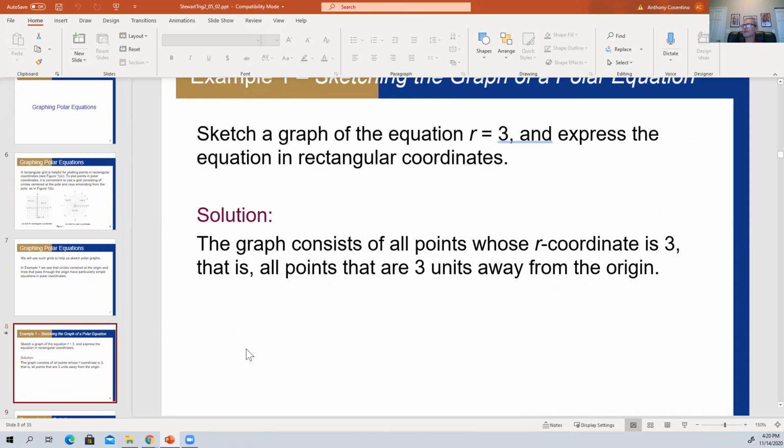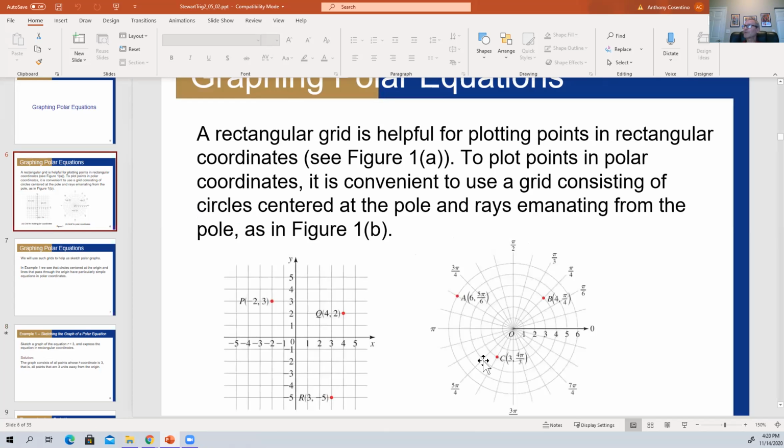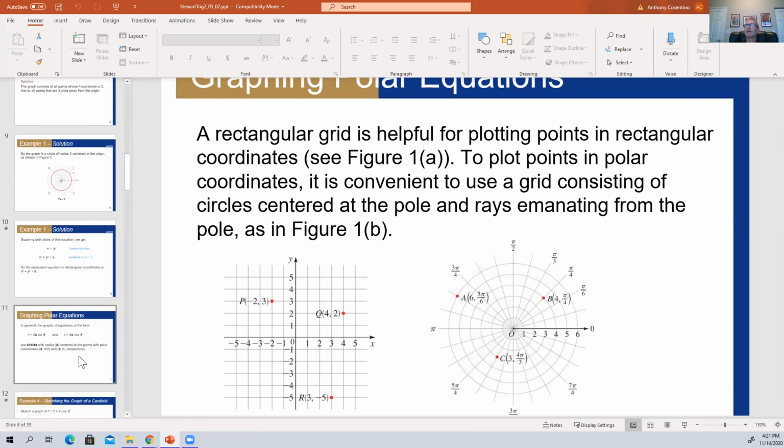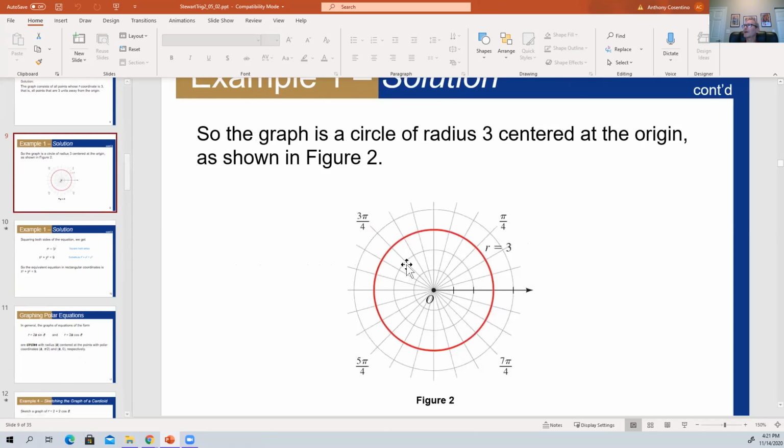So what we want to do is to use this type of graphing paper to graph some of these equations. And the first one we always start with is the graph of a circle. And this idea of r equals 3, which implies theta can be any number, right? So if you look at the polar coordinate system here, looking at these concentric circles, you would go at r equals 3 and just follow that all the way around.